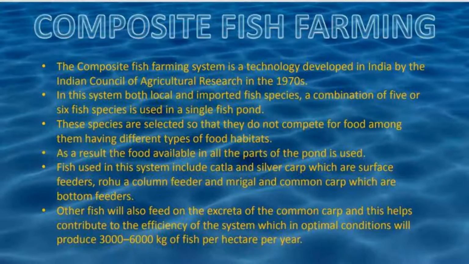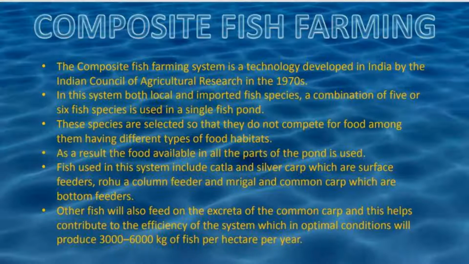See friends, here 5 to 6 different species of fishes are cultured in a single fish pond. These species are selected so that they do not compete for food among them, having different food habits. Friends, the 5 to 6 different species used should have different food habits so that it becomes easier to culture them in the same pond or in the same area. As a result, the food available in all the parts of the pond is used.